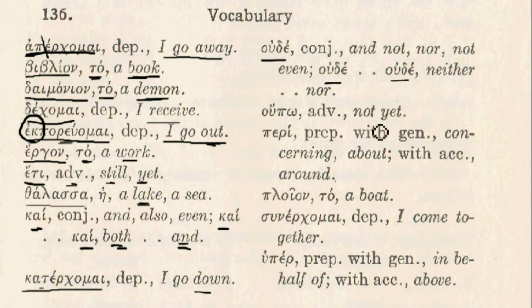kai and kai. Uda can mean and not, it can mean nor, it can mean not even, and it can mean in combination with another neither nor. So again, you'll probably recognize that quite readily as you're seeing it in the exercises.